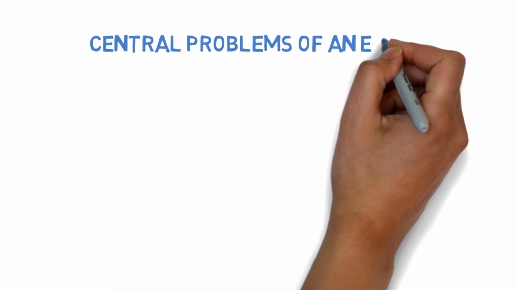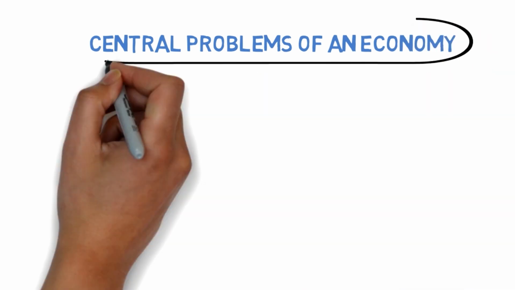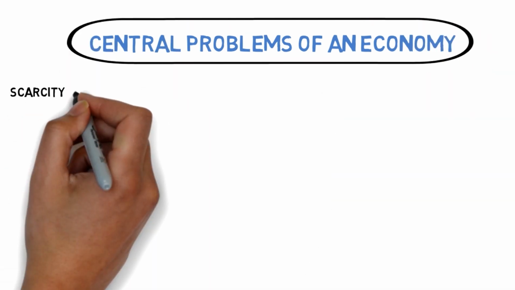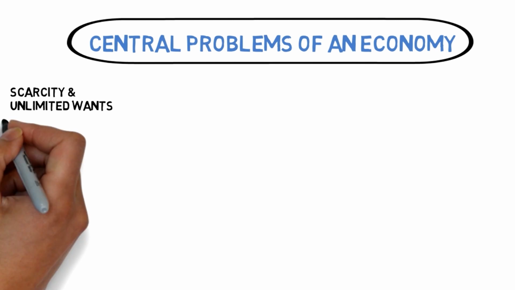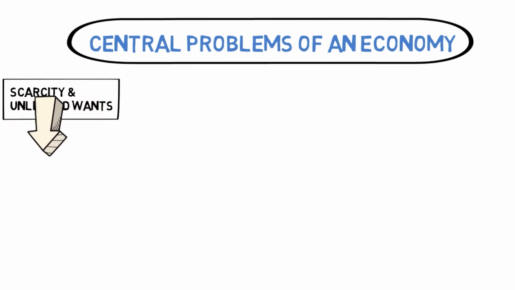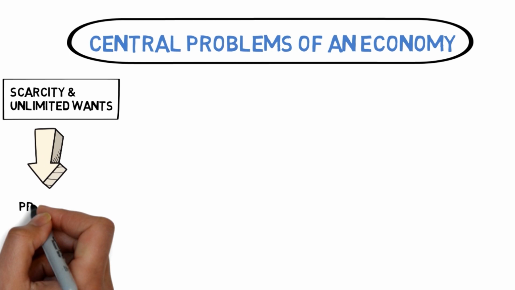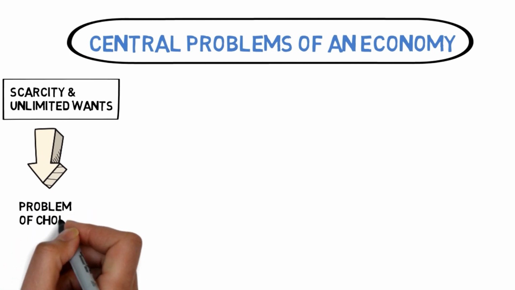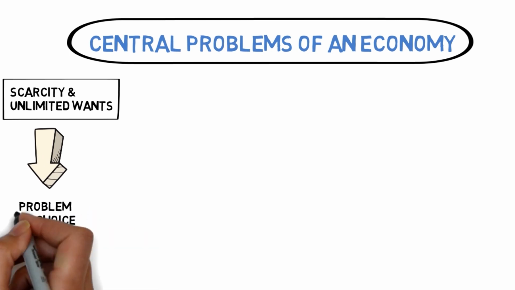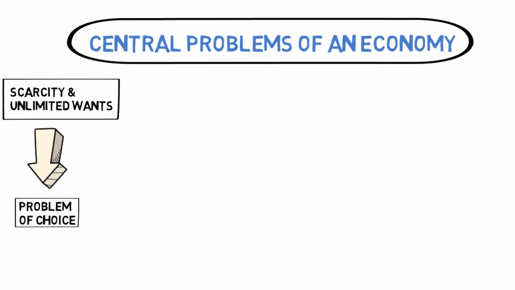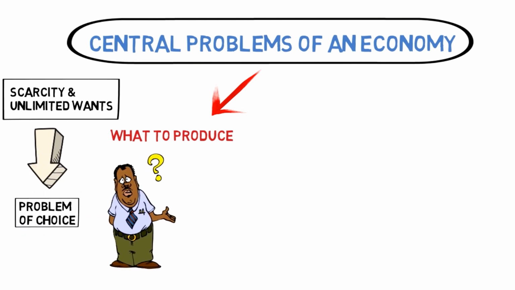Now there are three central problems which every economy has to deal with. The problems arise because of scarcity in the resources, and this leads to the problem of choice. Every producer has to make choices. The first problem is what to produce. The producer has to think carefully about what goods the society needs.